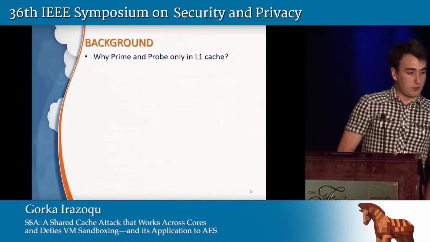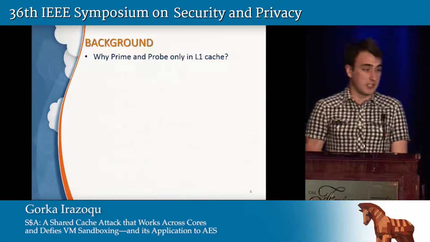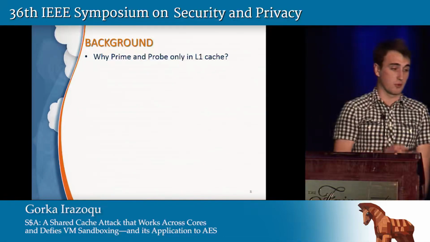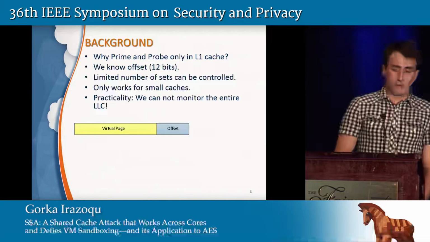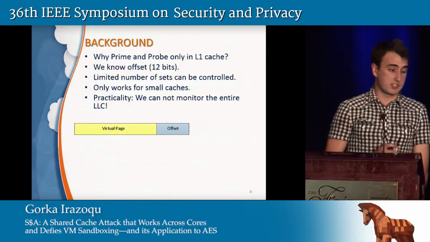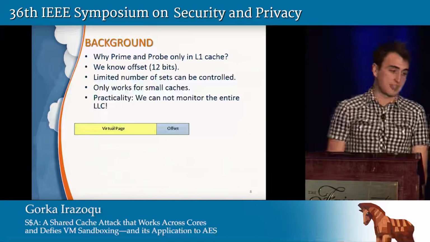But first of all, let me go through the background. I'm kind of giving a hint of what we're going to do, but let's ask ourselves why prime and probe has only been applied to upper level caches, to small caches. Well, indeed, the prime and probe spy process is based on the knowledge that the user acquires from the physical address.